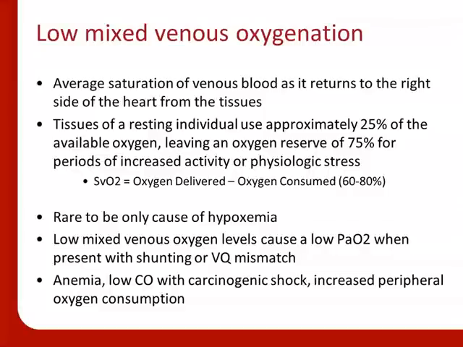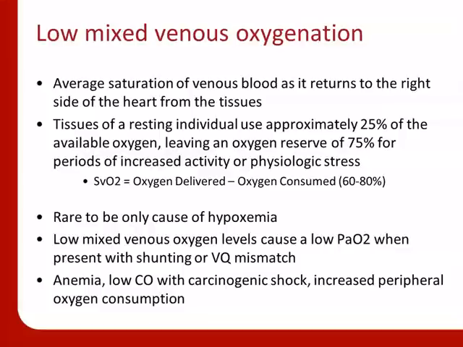And so anything that affects delivery or consumption can alter that mixed venous saturation. The most common things that you see are listed there: anemia, or if you've got a low cardiac output with cardiogenic shock, so you end up with decreased oxygen delivery, or if you have increased peripheral O2 consumption, for example, in sepsis, which is probably the most common one where you increase peripheral consumption. And as a result, when your mixed venous oxygen levels drop, you have a lower PaO2.